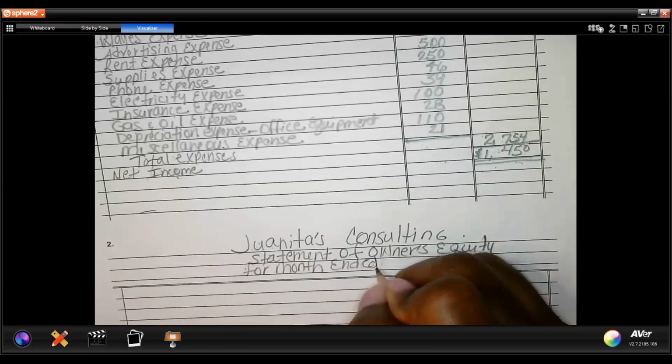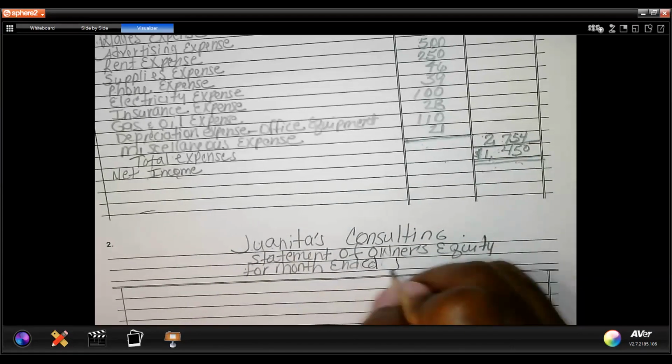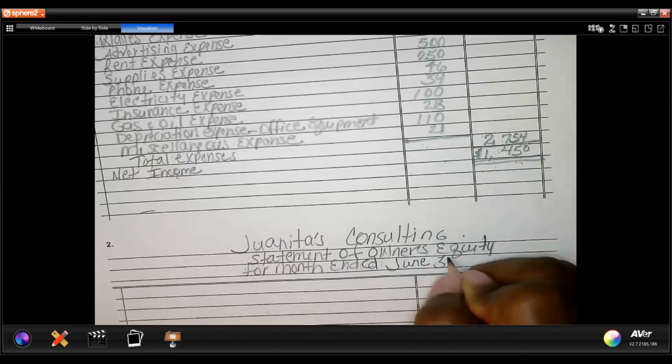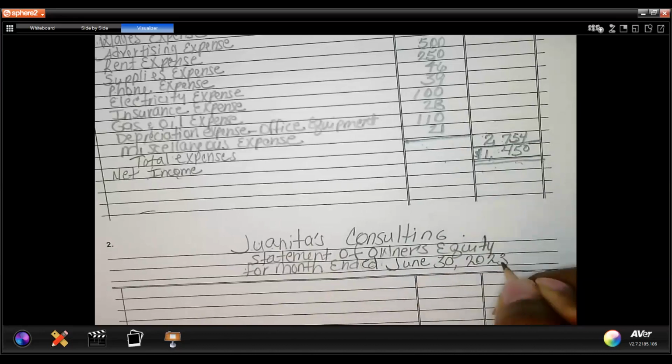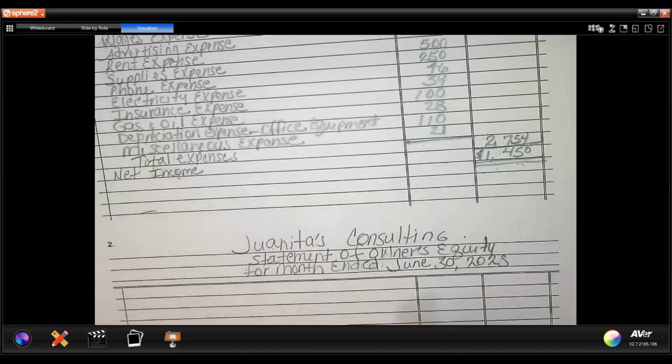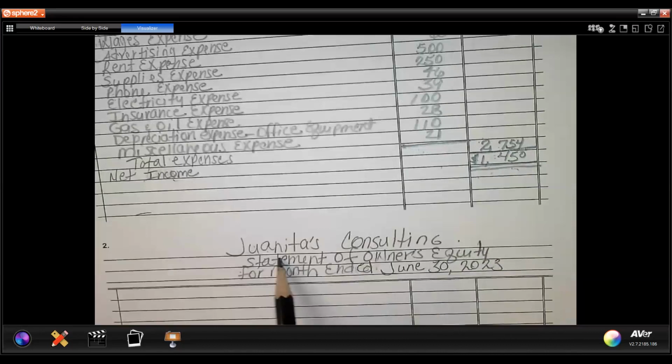And that's going to be for the month ended June 30th, always the last day of the month, because we are preparing this statement at the end of the month. And I'm just going to put in the year. So this is our header: the name of our company, the name of the financial statement, statement of owner's equity, and then, of course, we record our period. We do this for all of our financial statements.